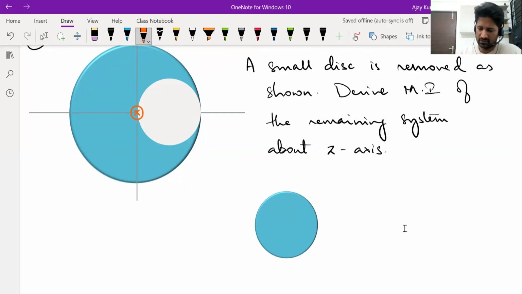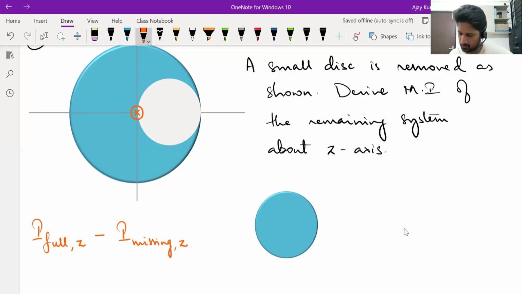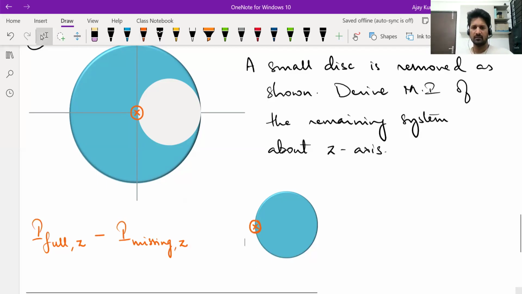So what you have to do is take the moment of inertia of the full system about the z-axis minus the moment of inertia of the missing part about the z-axis itself, about the same axis. So for this small disk, we have to express the moment of inertia about this axis. Now we didn't derive a formula for the moment of inertia of a disk about this axis. In fact, if you take the tilted view, let's just visualize the axis properly.